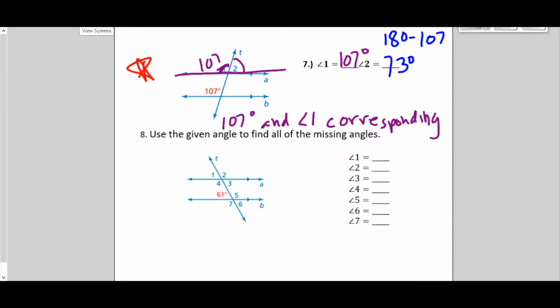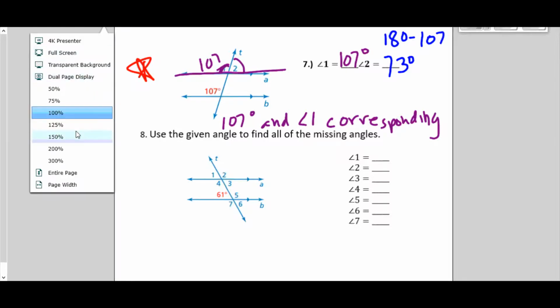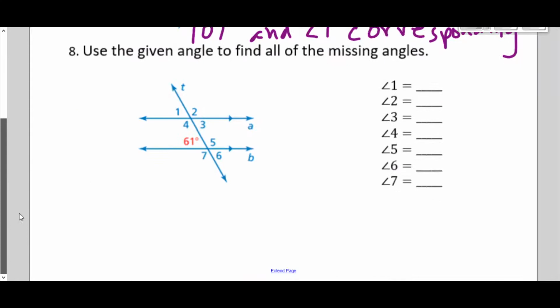Number 8. So if you could make sure you sketch, let's go and zoom in a little bit. Number 8, sketch this for number 8. We're given that this angle here is 61 degrees. And from here, there's a lot of different ways that we can start this problem off, knowing your angle relationships. So maybe start with angle 5.